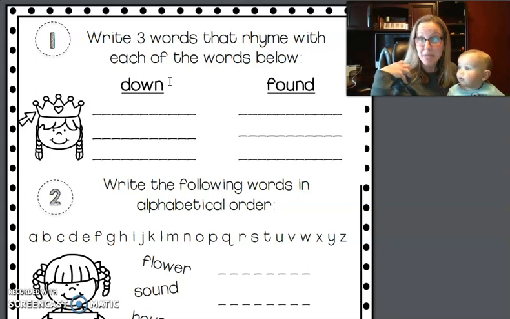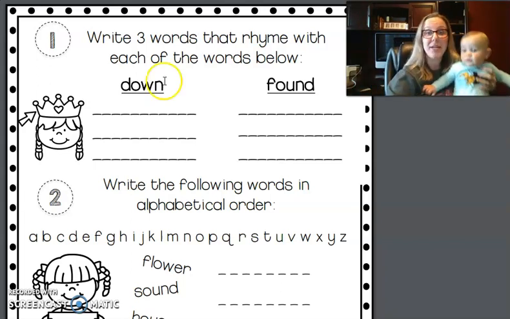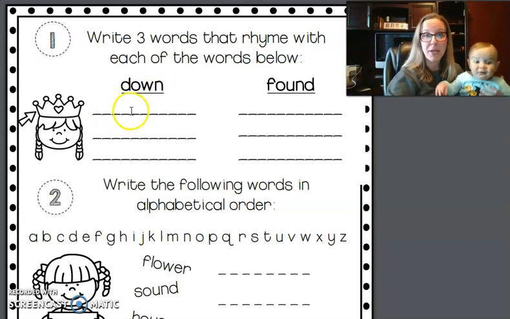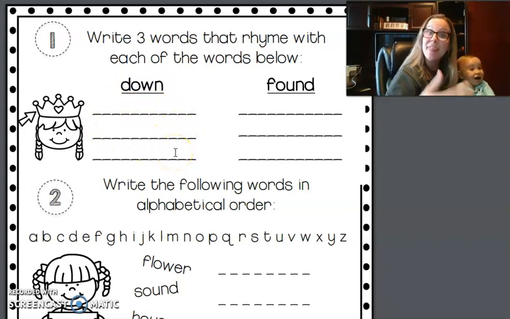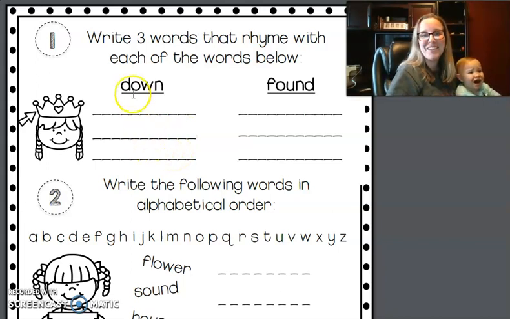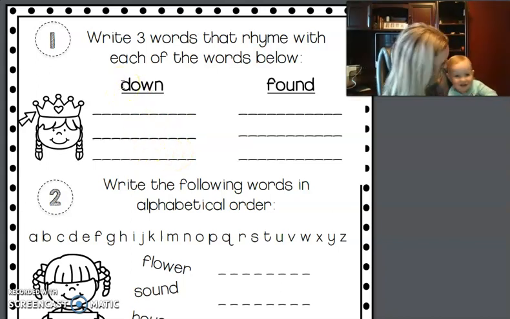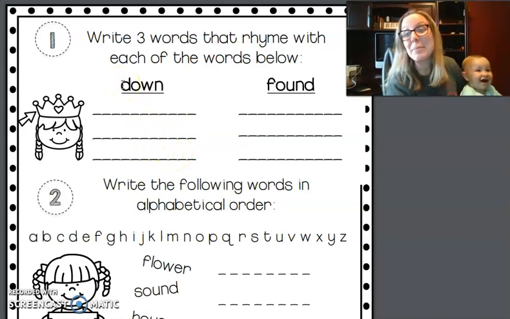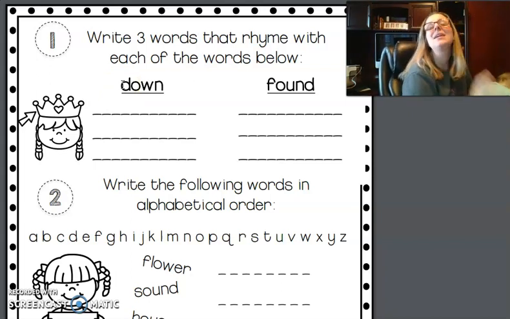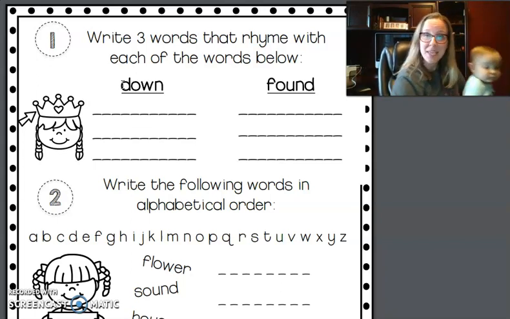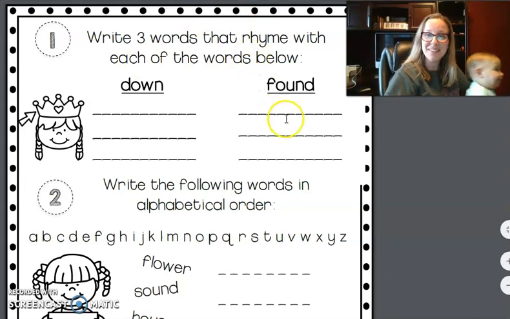So if this were me and it were my paper, I would go through and on each of these lines, I would write O-W-N, O-W-N, O-W-N. Then I'll go back through and figure out a first letter. For example, a T, O-W-N, would make the word town. All right, so go ahead and come up with 3 words that rhyme with down, and then we'll move on to the word found.